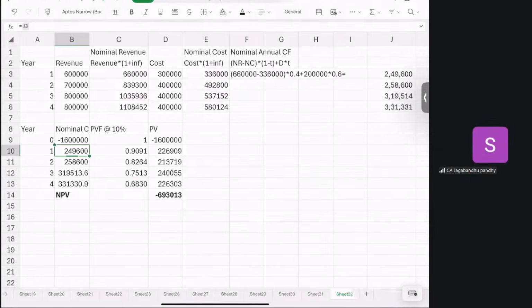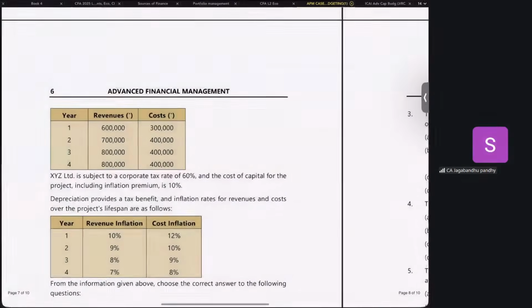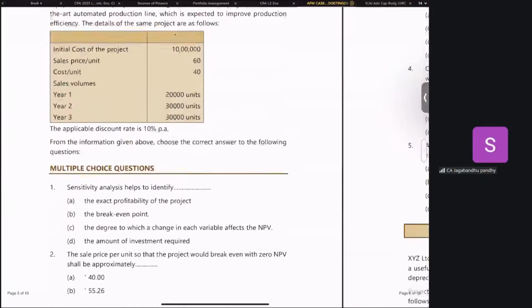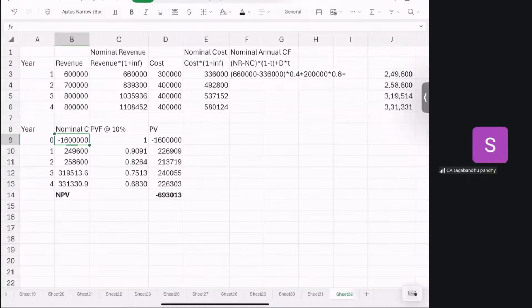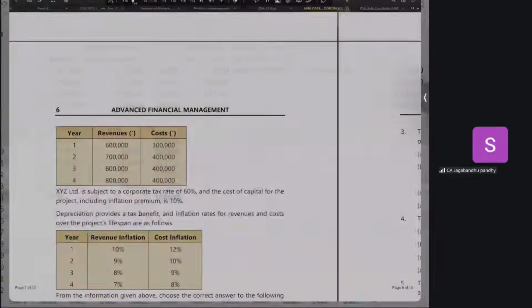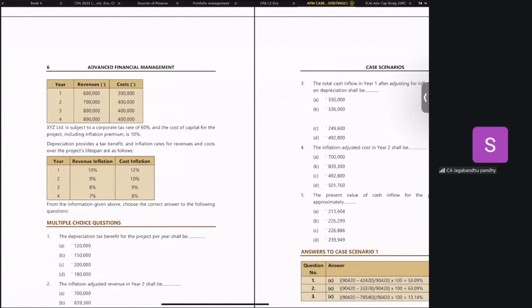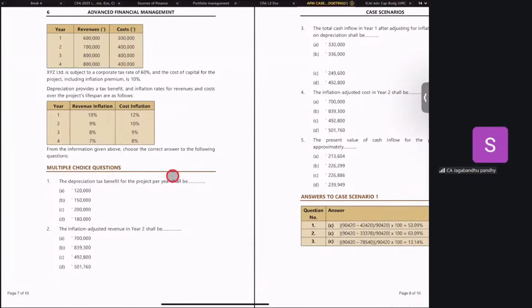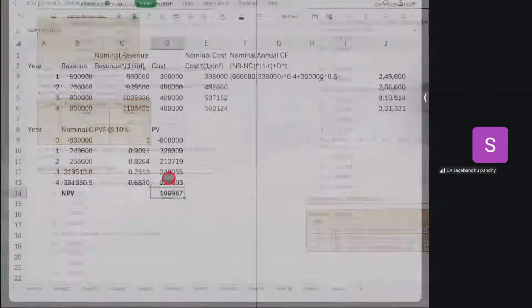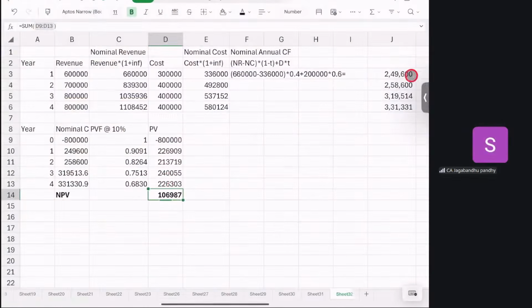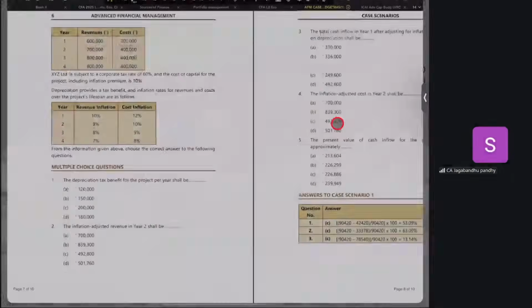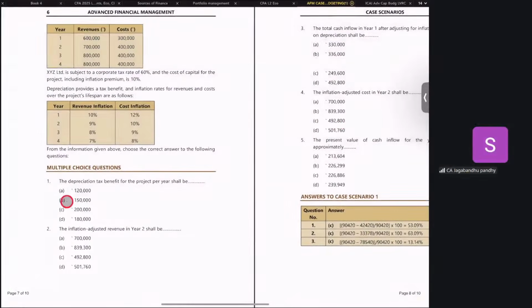Okay. Then, nominal cash flows and investment is how much? 8 lakh, right? Yes, sir. NPV is 1,06,987. Perfect. Okay. Now, depreciation tax benefit for the project per year shall be, what will you answer for this? 2 lakh into 0.6, right? 1,20,000. Option A is correct.